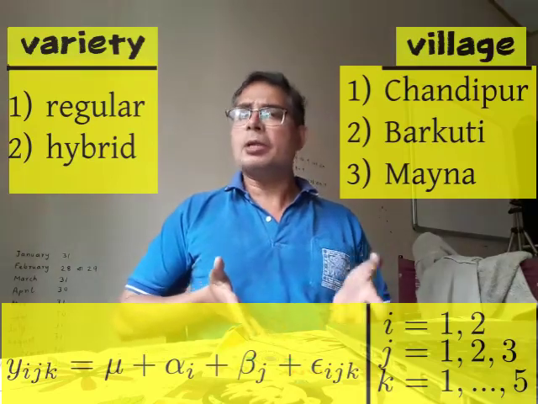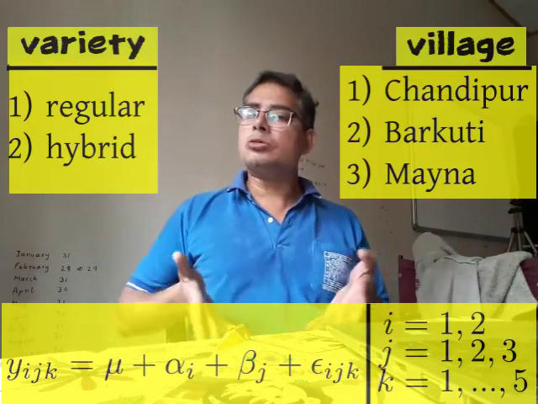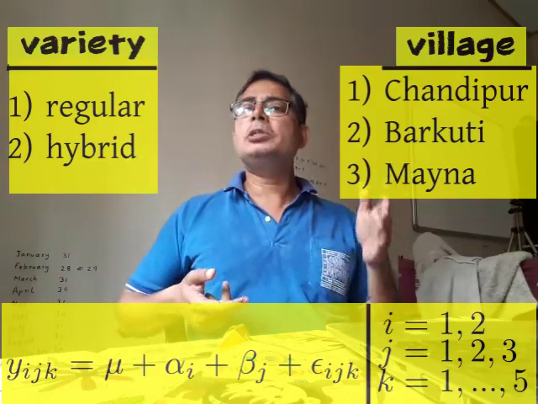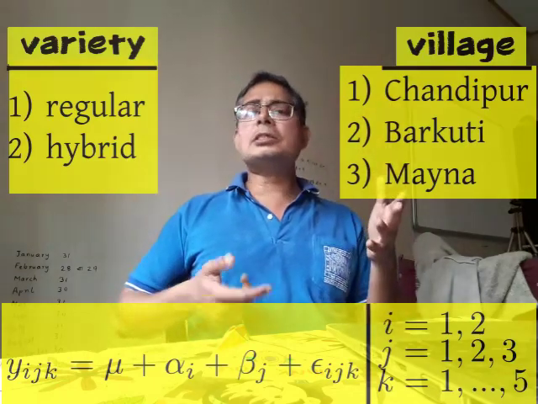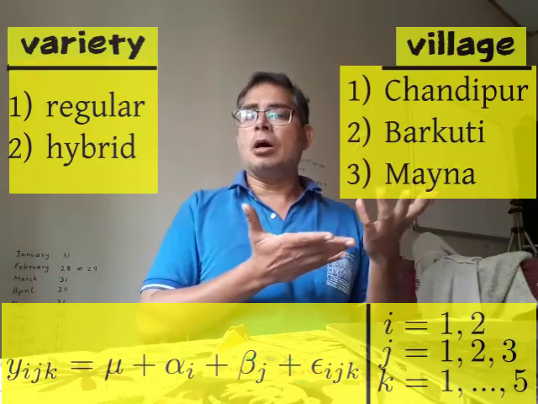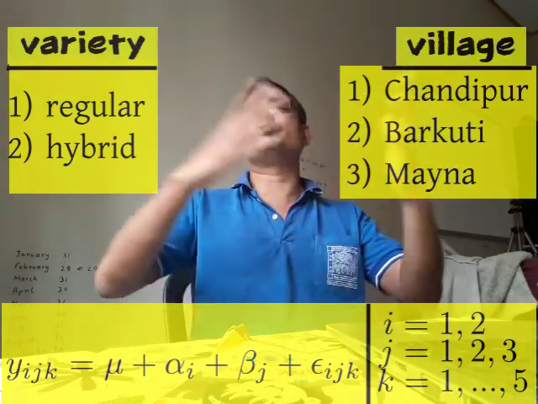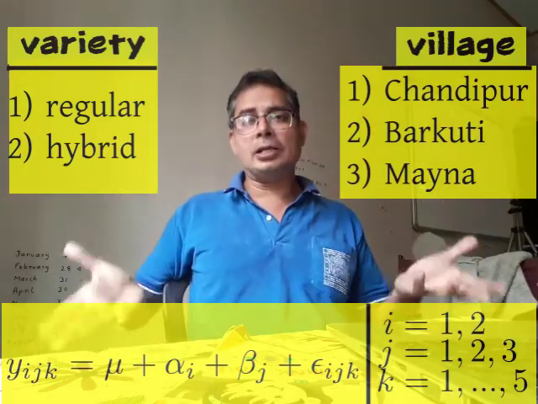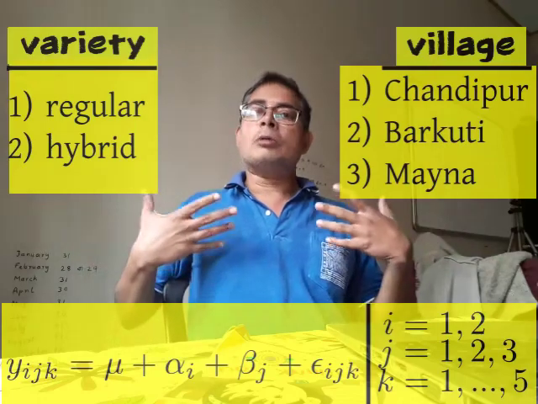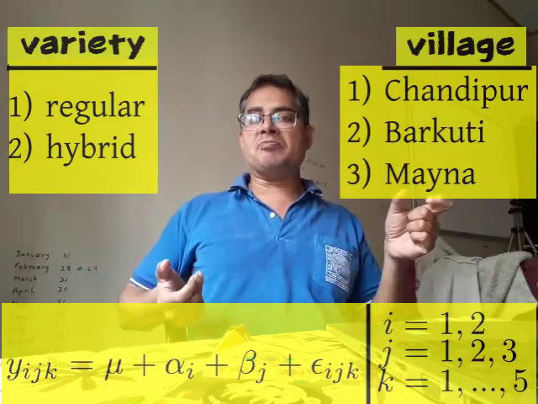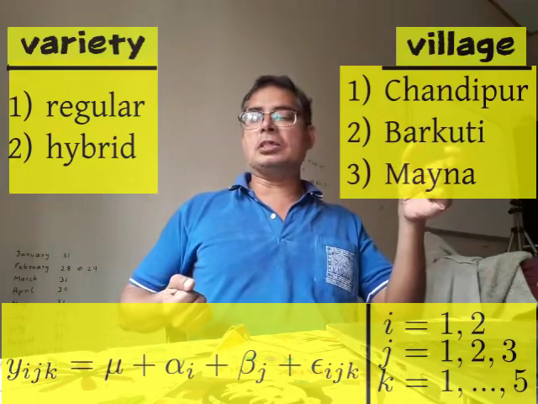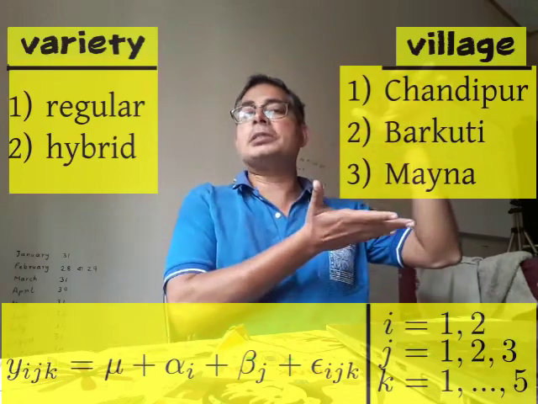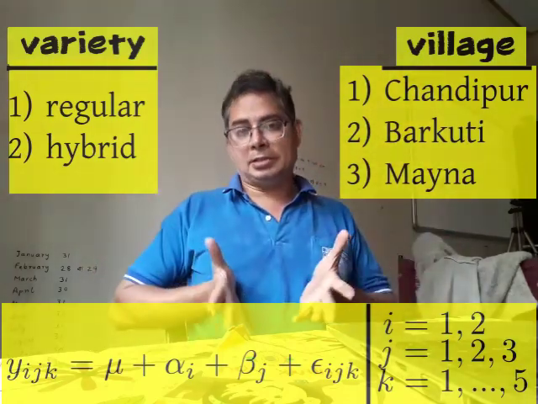But will the Bihar government care about beta 1 hat, beta 2 hat, beta 3 hat? Or even if it is done in West Bengal again, will you care about these particular villages? These are just some random villages chosen. So they are like a random sample from the population of all similar villages in West Bengal. You need some villages for carrying out the study, so you chose them. It is of no importance to know that the effect of Maina was greater than the effect of Barkuti village. They represent a bigger population of villages.